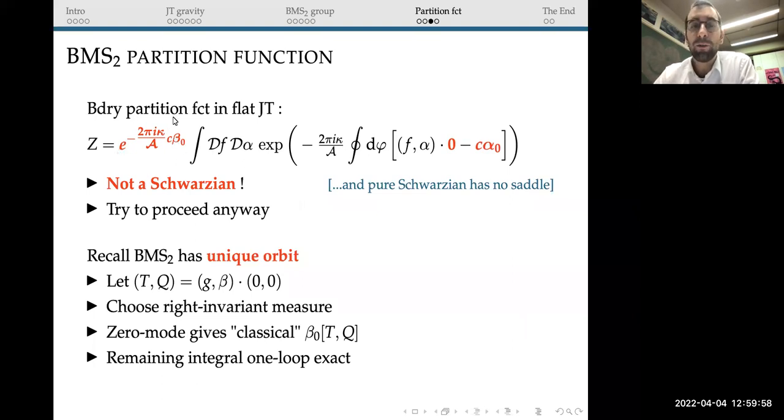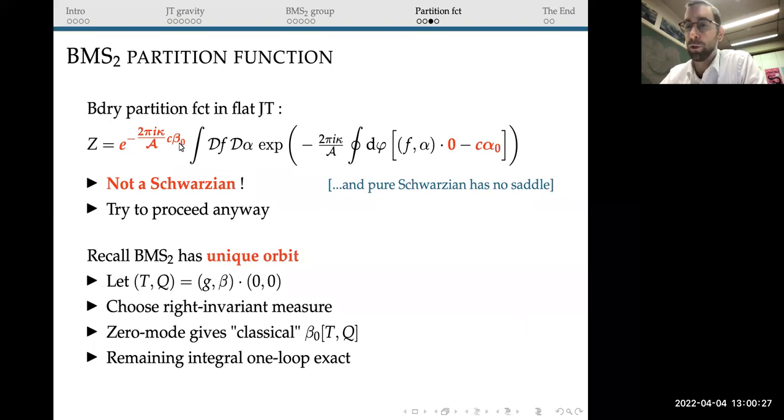This, by the way, is one of my puzzles with this whole thing, because in the case of Virasoro, this classical, tree-level value of the action is the invariant that specifies which orbit you're on. But in this case, there is no invariant to begin with because there is a single orbit. So I don't know how to interpret this beta naught term. If anyone at some point is capable of telling me what this is, I'd be very interested. In any case, we can just proceed.